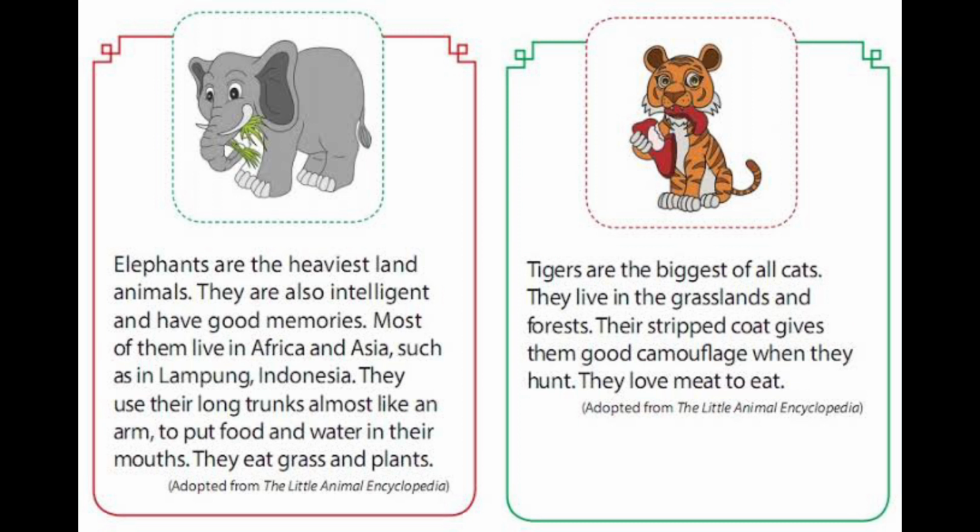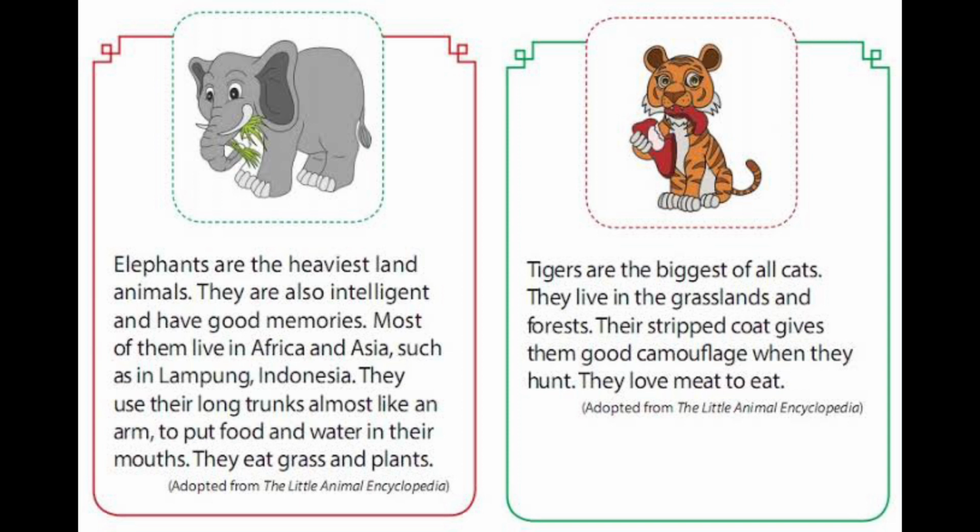About elephants. General classification. Elephants are the heaviest land animals. Description. They are also intelligent and have good memories. Most of them live in Africa and Asia, such as in Lampung, Indonesia. They use their long trunks almost like an arm to put food and water in their mouths.